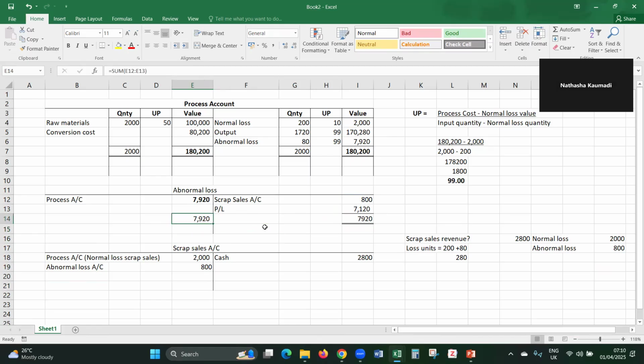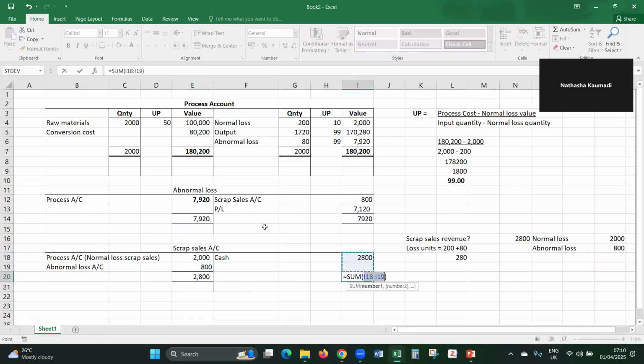Okay, I hope you understood. And then you can see the scrap sales revenue became a temporary account. Anyway, you recorded it and then you divided into abnormal loss and normal loss. That also tallies to 2,800. So this is the answer for the activity 5.3. Thank you.